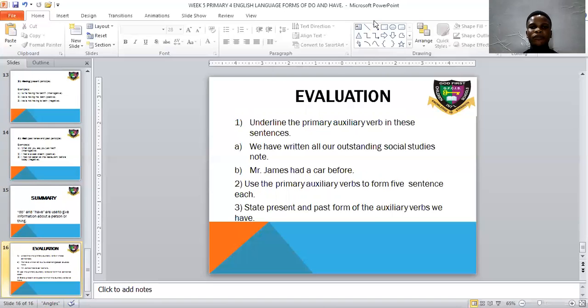Is that understood? I hope you've been able to understand the primary auxiliary verb we have, which is have and do. Don't forget I told you earlier on that we also have be to be part of our primary auxiliary verb. But of importance to us for the course of this discussion, we are only dwelling on what? On have and do. Now I believe you can now all form sentence on what? On do and have. Now you should be able to know the different forms of what? Of do and have, and how they can be used in the various sentences.